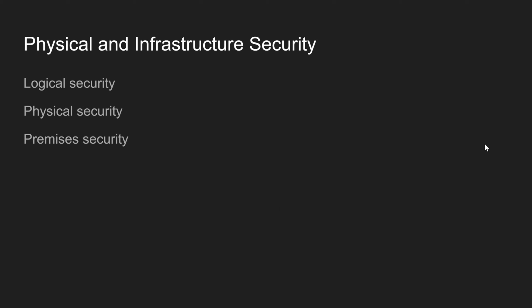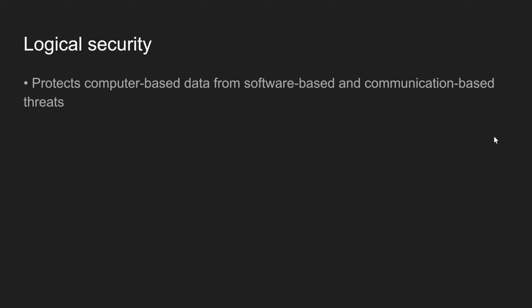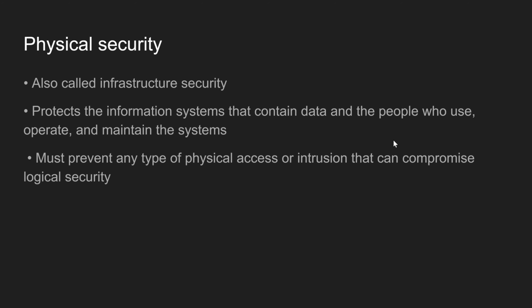Physical and infrastructure security: logical security, physical security, and premises security. Logical security protects computer-based data from software-based and communication-based threats. Physical security, also called infrastructure security, protects the information systems that contain data and the people who use, operate, and maintain the systems. It must prevent any type of physical access or intrusion that can compromise logical security.